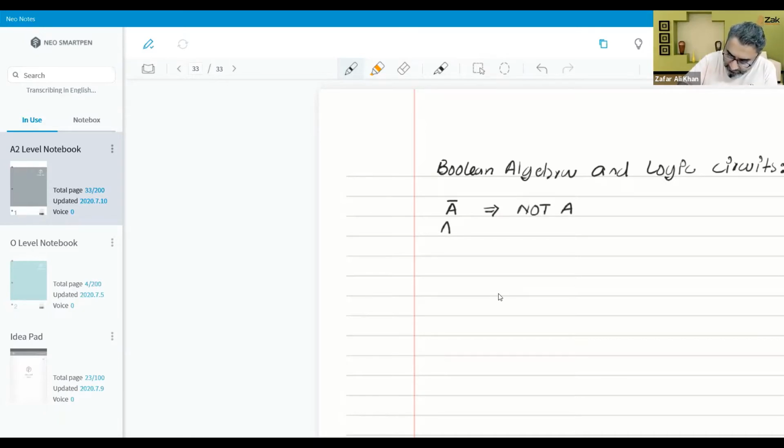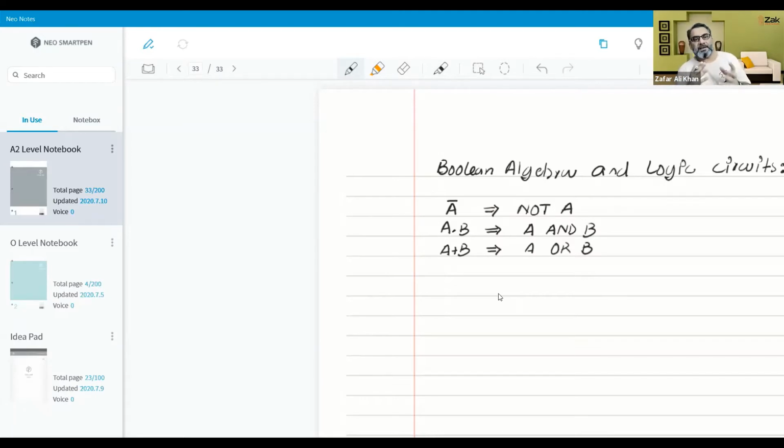And then we have A into B, which can also be written as A and B. Similarly, we have A plus B, which can also be written as A or B. Okay, so this is algebra based on logic.